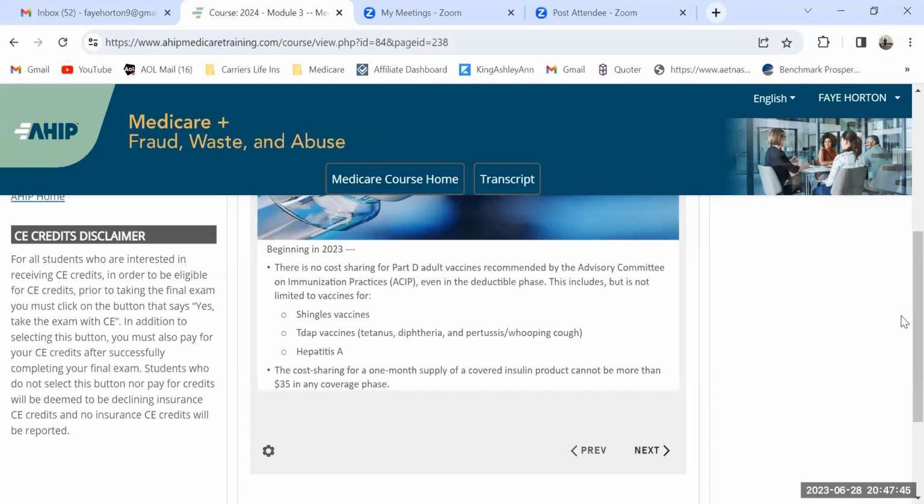Do we know of some insulins that actually cost more than $35? Oh, yeah, most of them do. Because there are some that are excluded. Some insulins are excluded. And there are some plans that have insulins that are zero. They don't cost anything. So we need to go to the evidence of coverage.